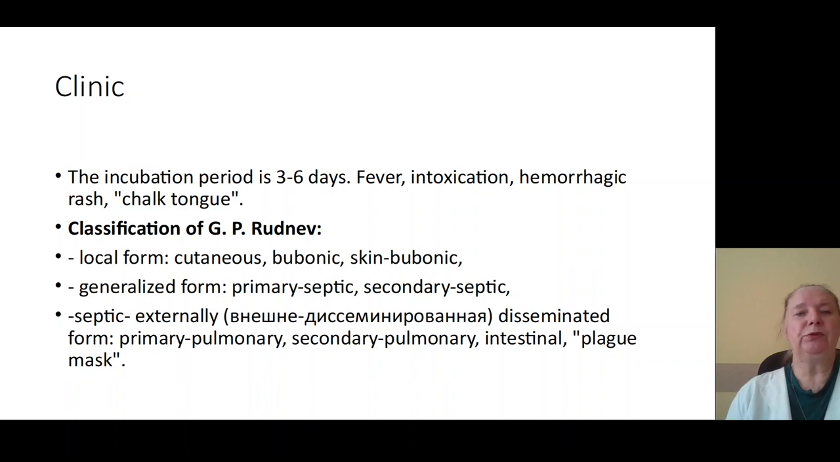So, such is the characteristic of the different forms, but we must remember that this is a severe infection, characterized by marked intoxication, hemorrhagic rash on the skin, because of destruction of blood vessels and formation of hemorrhages on the skin, a coated tongue, plaque mask, and cardiovascular insufficiency, respiratory insufficiency, renal insufficiency, polyorgan insufficiency, formation of general forms of infection, septic forms, pulmonary forms, and death of the patient.